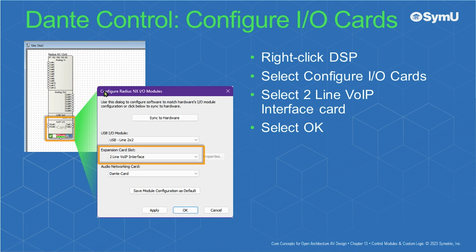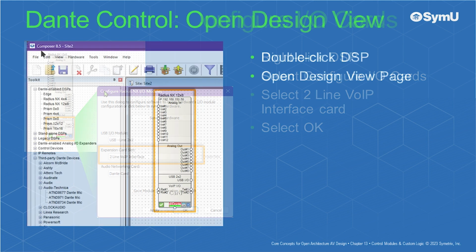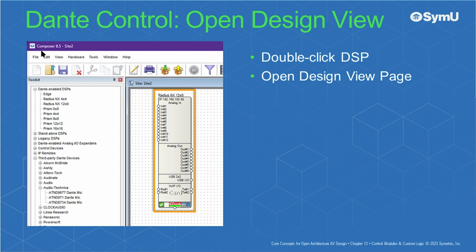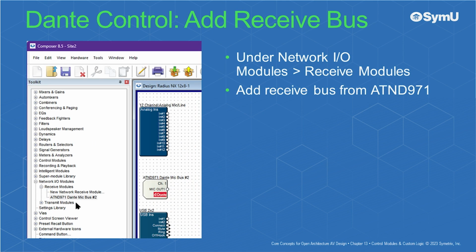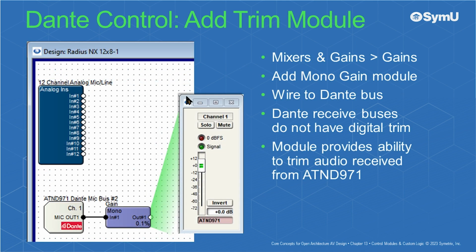Right-click the DSP and select Configure I/O cards. Select the 2-line VoIP interface card and select OK. Double-click the DSP to open the Design View page. Under Network I/O Modules, Receive Modules, add the receive bus from the AT-ND971. Under Mixers and Gains, add a mono gain module and wire it to the Dante bus.